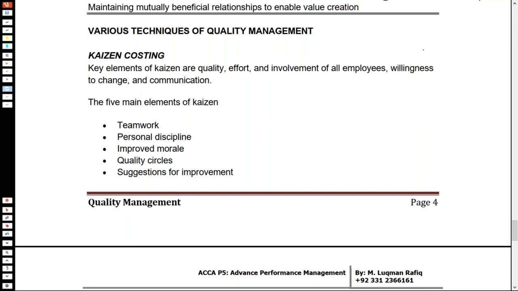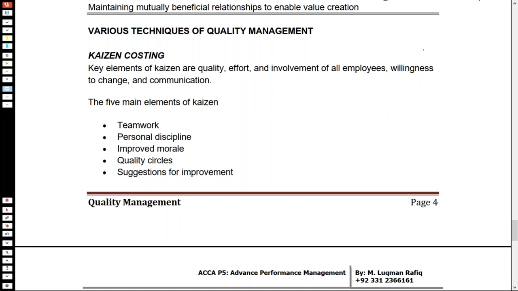Okay, let's start discussing the next aspects. The first one is termed Kaizen costing. Now, what exactly do you mean by the concept of Kaizen?